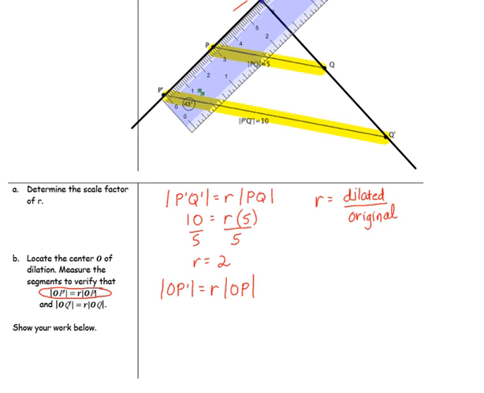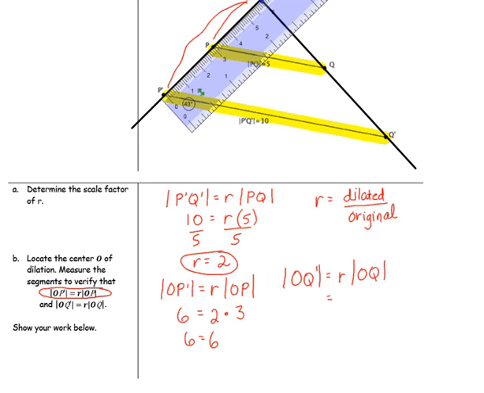On our ruler, I can see the length of OP is 3 centimeters. Our scale factor is 2, and the length of OP prime is 6. And that verifies that our theorem works. Then we can also show that on the right side of the triangle with the segment length OQ prime equal to the scale factor times the length of OQ. Pause the video and complete this part of the problem.